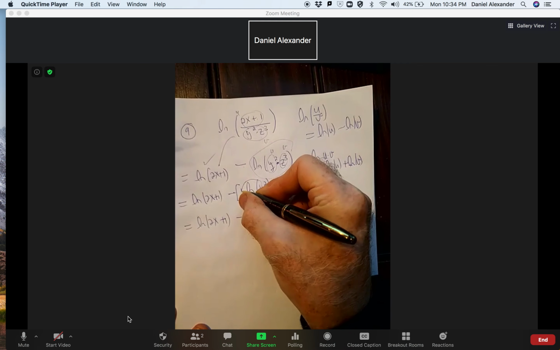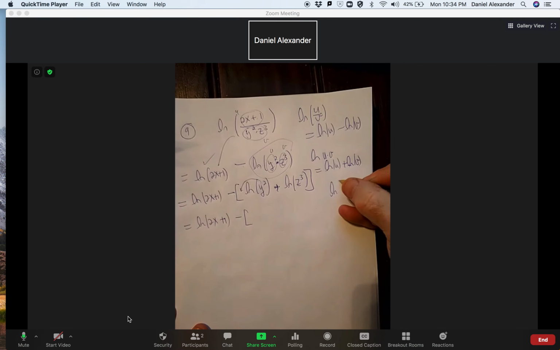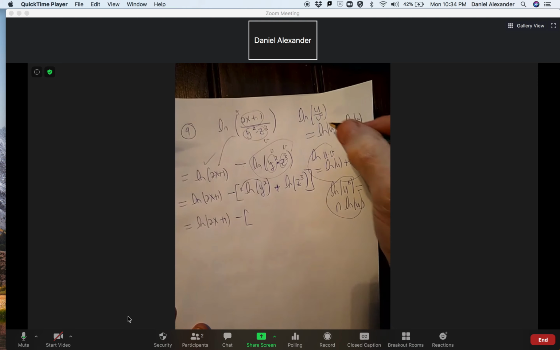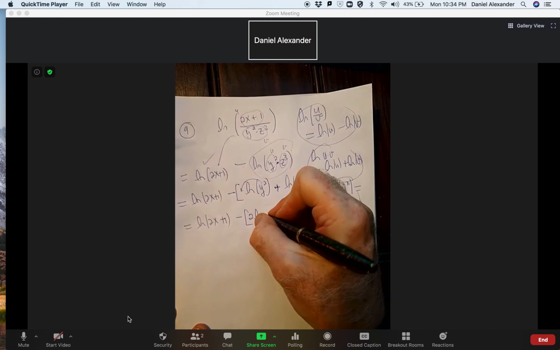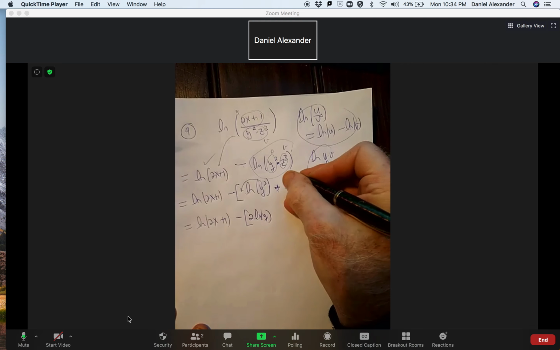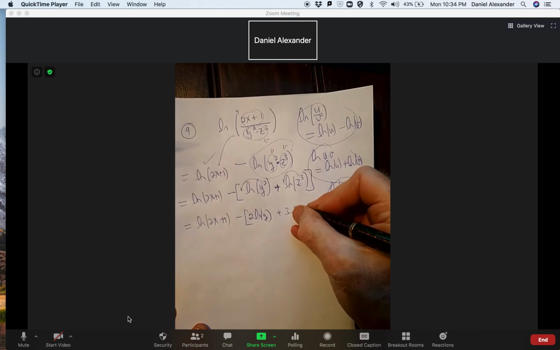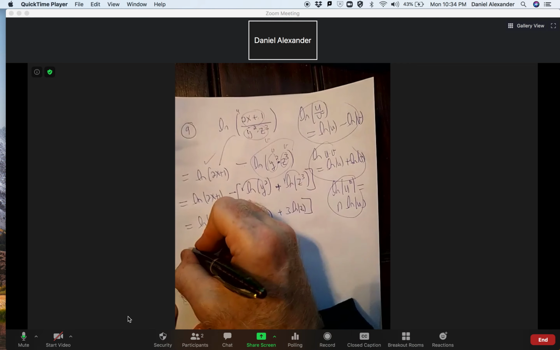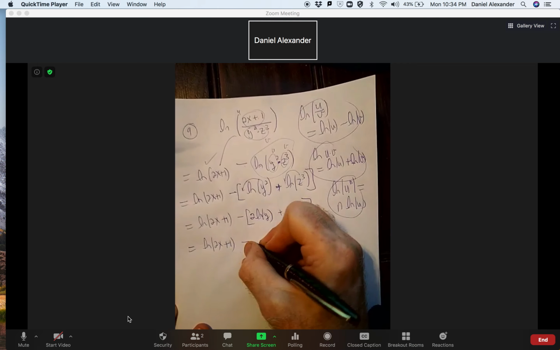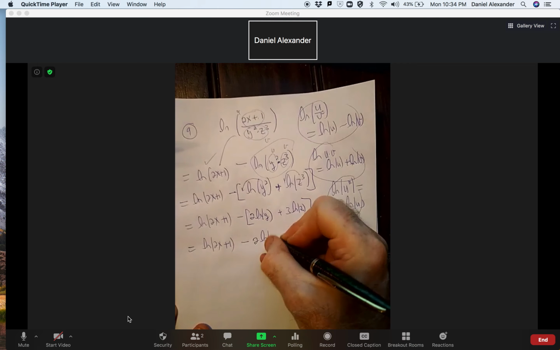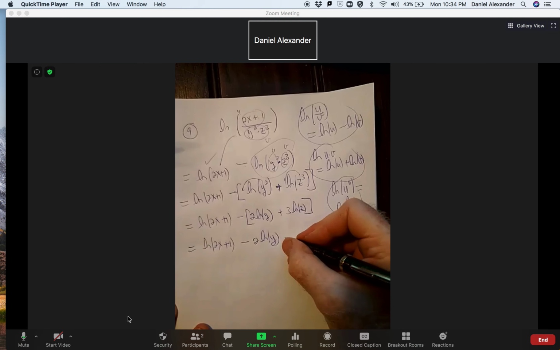Bring the 2 down. Again, I'm using this rule. The log of u to the n is n log u. Here, let me just separate those from everything else. So the 2 is going to come down. The 3 is going to come down. And then I could apply the minus sign. And then the next minus sign.